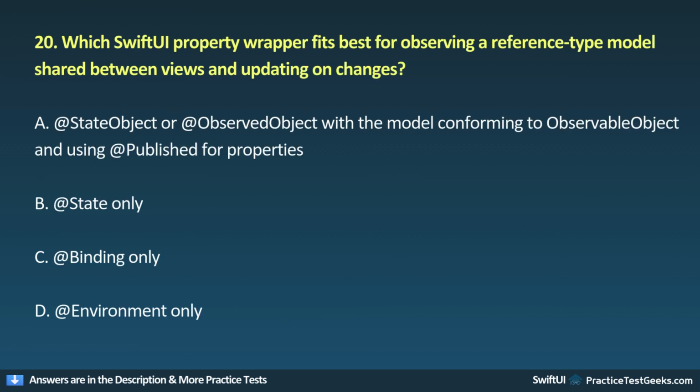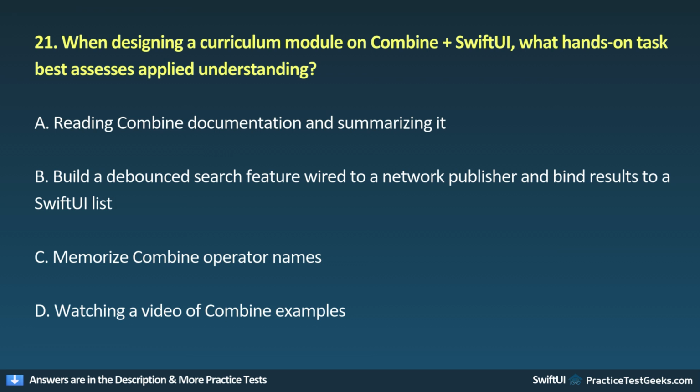20. Which SwiftUI property wrapper fits best for observing a reference type model shared between views and updating on changes? A. @StateObject or @ObservedObject, with the model conforming to ObservableObject and using @Published for properties. B. @State only. C. @Binding only. D. @Environment only.